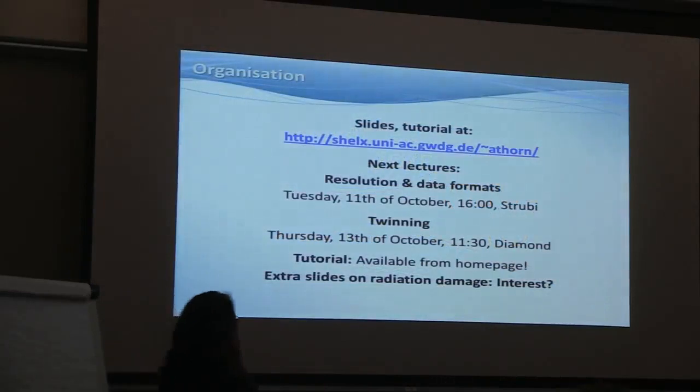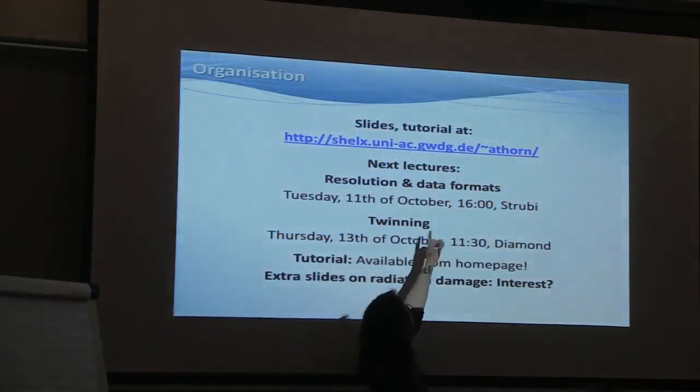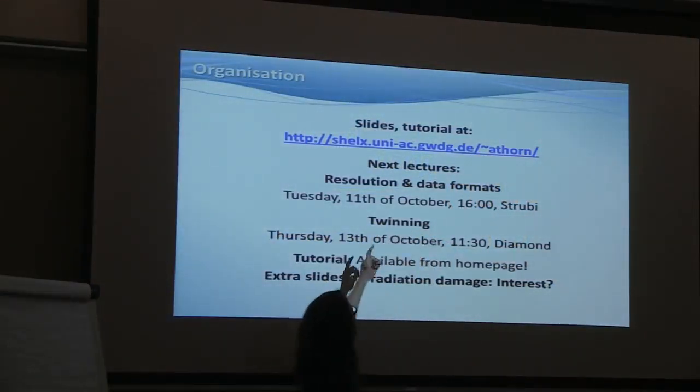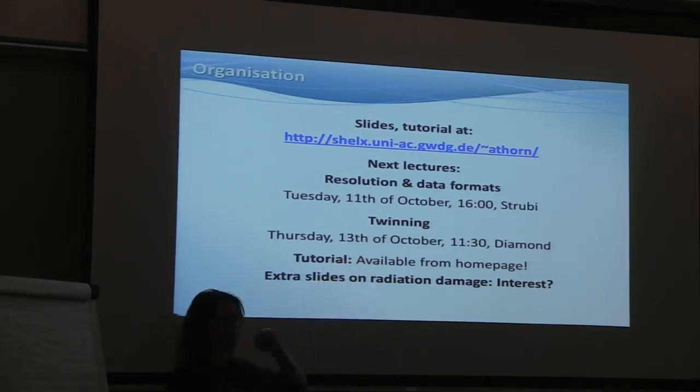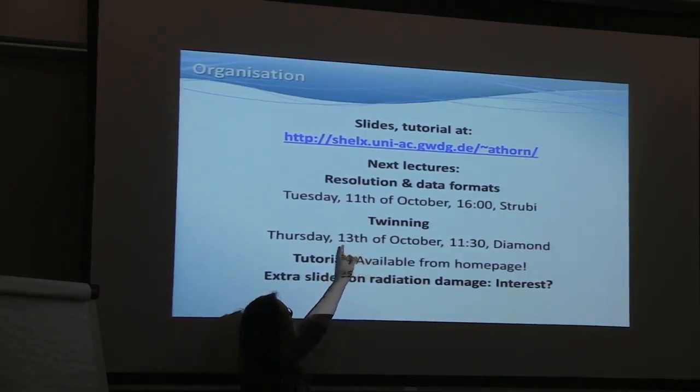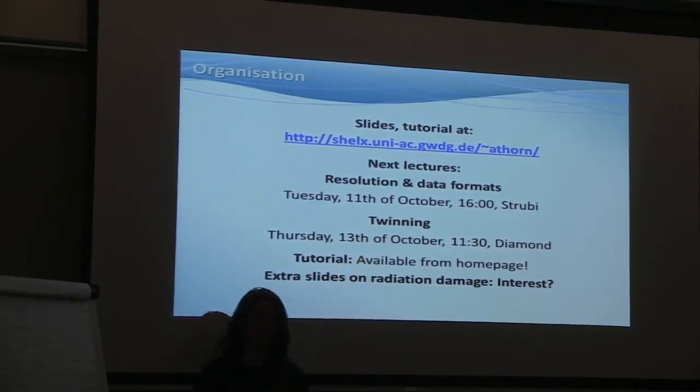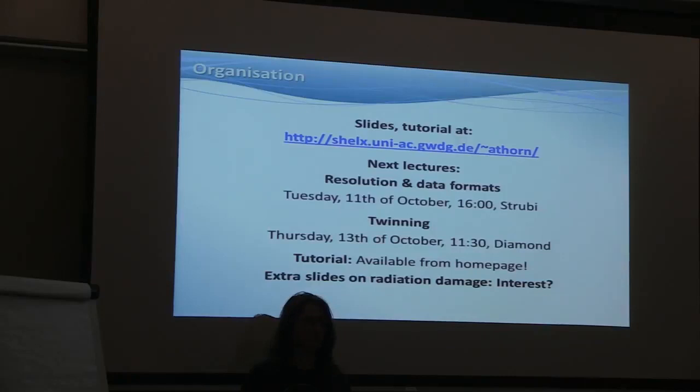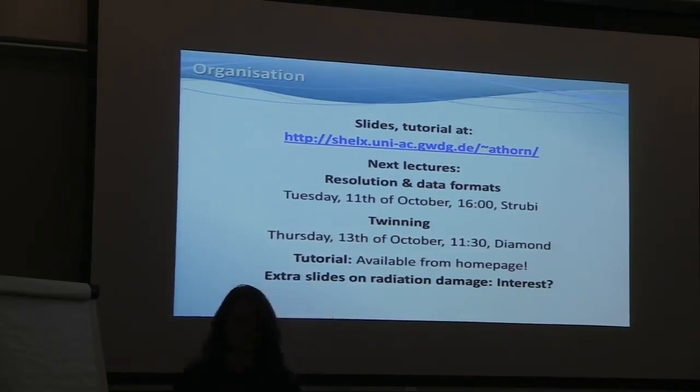The next talk is one in Strasbourg, and one I'm only giving in Strasbourg because they asked for it explicitly, which is about how to find the right resolution and data format. So it's a more basic talk. But the next one in Diamond is next week, and it's about twinning. And that's a very general lecture introducing the concept of twinning with a look to macromolecular twinning, but it should also be interesting for small molecule crystallographers. And I'm going to bring some examples.